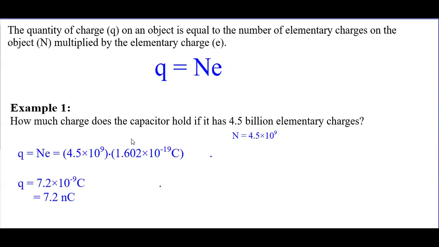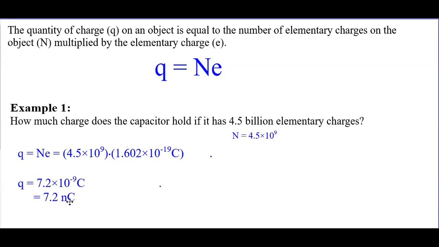So if you just multiply those two numbers together, and again, you're going to be using a lot of scientific notation in the future, so try to make sure you get that sorted out in your calculator. If you work that through, you should end up with about 7.2. I'm just going to stick with two figs because that's what was given. 7.2 times 10 to the negative 9 coulombs, and 10 to the negative 9 also means nano.